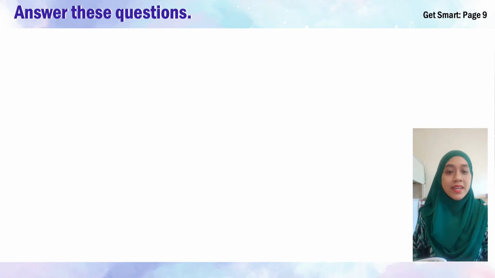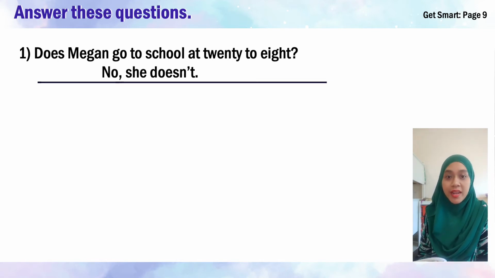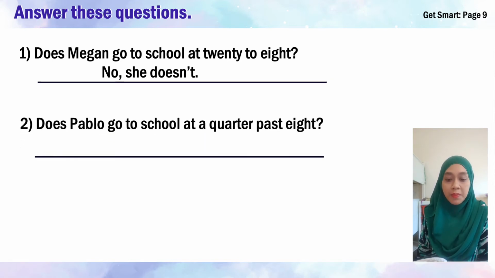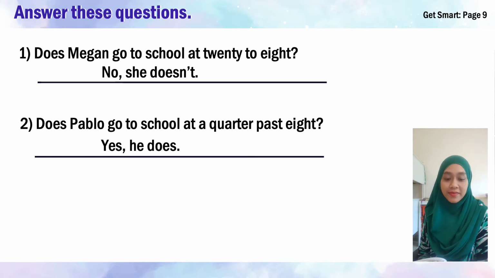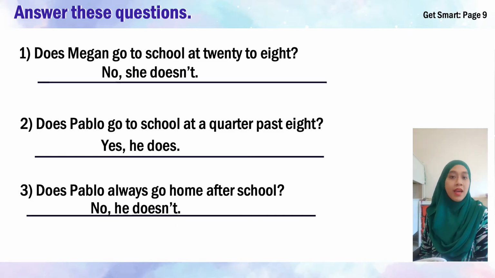Okay, so now let's answer some questions. These questions are from page 9. Number 1, does Megan go to school at 20 to 8? So what is the answer? No, she doesn't. Number 2, does Pablo go to school at 8:15? Yes, he does. Number 3, does Pablo always go home after school? No, he doesn't.